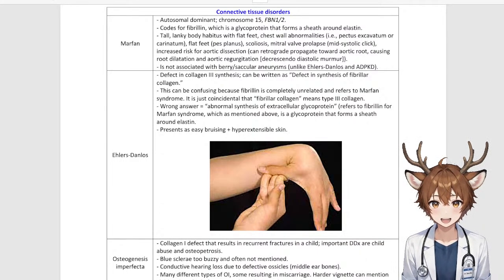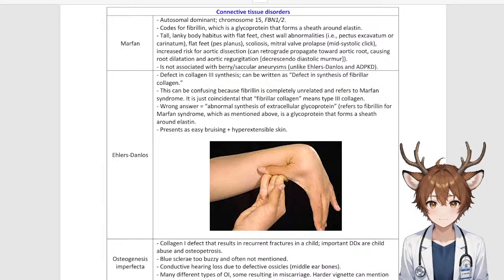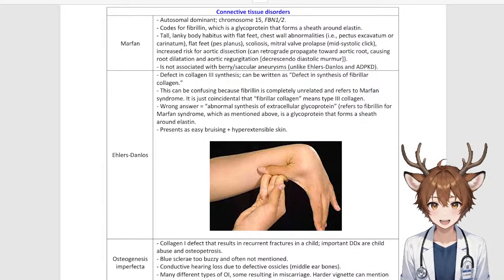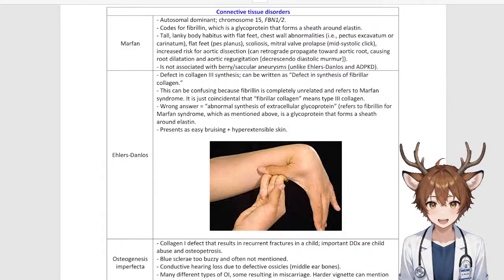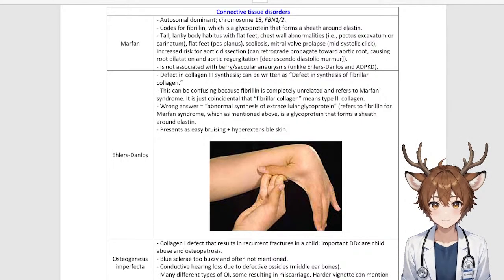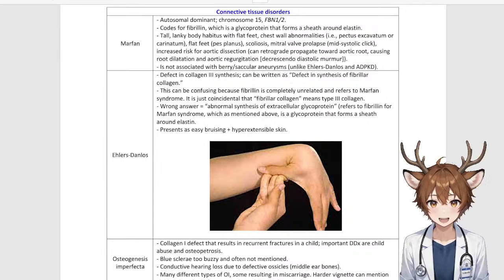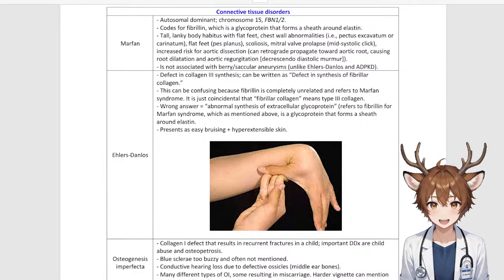Presents as easy bruising plus hyperextensible skin. So Ehlers-Danlos, remember, is a collagen 3 synthesis issue. For Marfan's, it's a glycoprotein issue with fibrillin specifically. There's some overlap in presentation, but it's not the same thing.